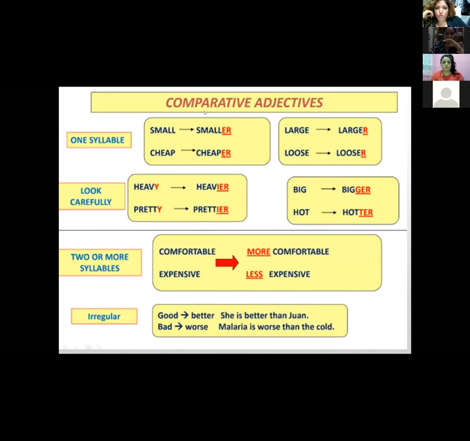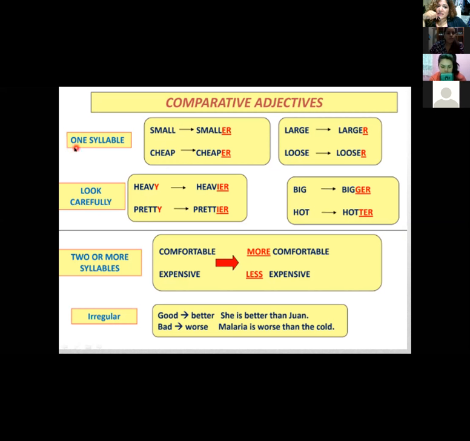We have the rule for the comparatives. All right? For example, este es un adjetivo normal. This is like a normal adjective. And this one too. ¿Cómo lo convertimos para comparar? It's very easy. But pay attention because we have some rules. Number one.